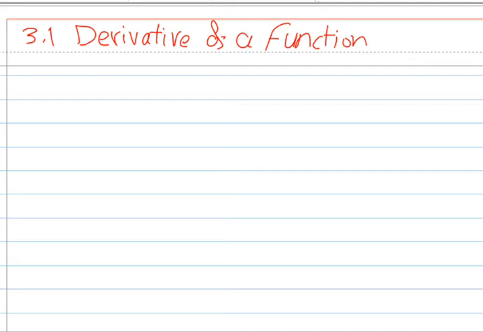In this section, we will learn how to find the derivative of a function. Suppose that we know this formula before: limit of f of x plus h minus f of x over h as h approaches 0.